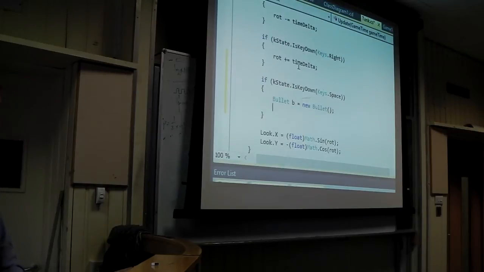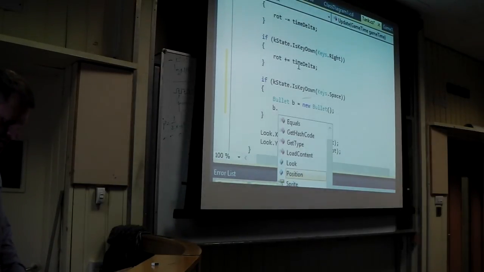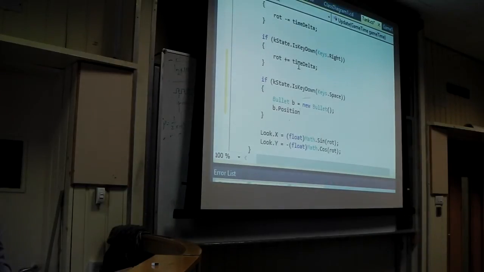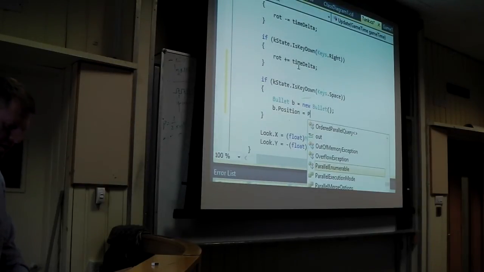Now, a couple of things we need to do here. What's the bullet's position? What's the bullet's starting position? Position of the tank. I think that's a good one to use, right? Dot position. Now, we might change this around. We might decide to move it a little bit in front of the tank. But for now, let's start it off as the tank position. b dot position equals my position.